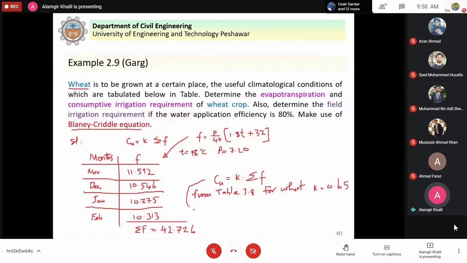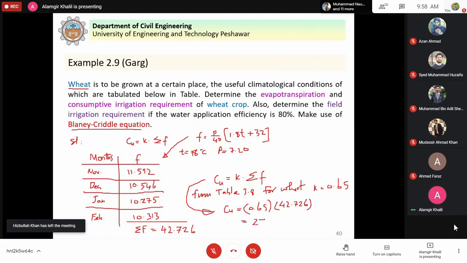Now we can put the values here and calculate Cu, the consumptive use or evapotranspiration. That will be equal to 0.65 into 42.726. So this will be equal to 27.77 centimeter. Cu is in centimeter. Clear? So this is how we calculate the consumptive use.